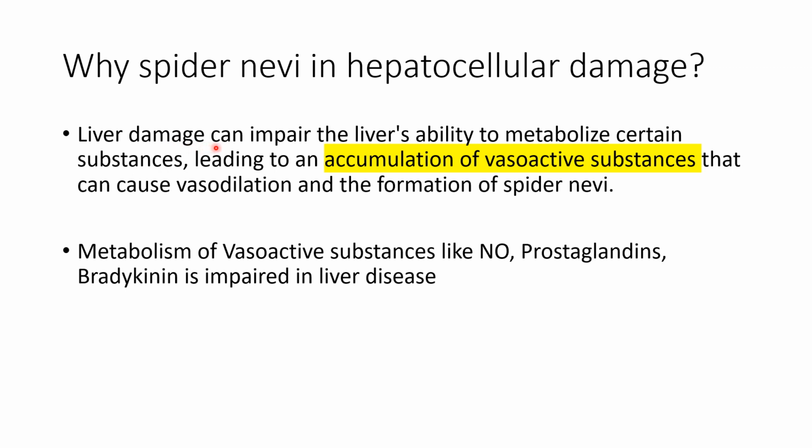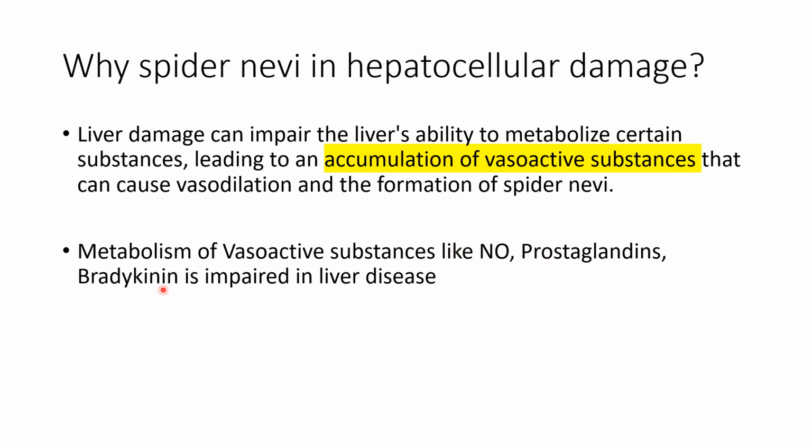In liver damage, this can impair the liver's ability to metabolize certain substances, especially what we call vasoactive substances. These substances get accumulated. Liver damage can impair the liver's ability to metabolize certain substances, leading to an accumulation of all these vasoactive substances that causes vasodilation, and there's a formation of spider nevi. What are these vasoactive substances? Nitric oxide, prostaglandins, and bradykinin are the vasoactive substances.